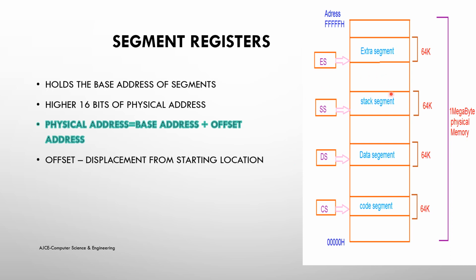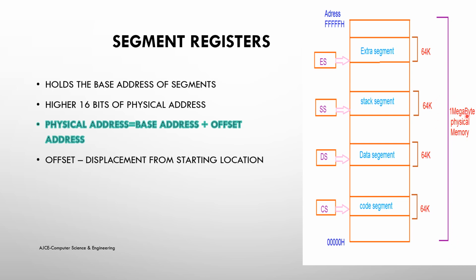Here one more picture is given. These are the 4 segments, and CS is the code segment register. It is used to store the starting address of the code segment. DS is used to store the starting address of the data segment. SS is used to store the starting address of the stack segment. Similarly, ES is used to store the starting address of the extra segment, and each segment has a size of 64 KB.